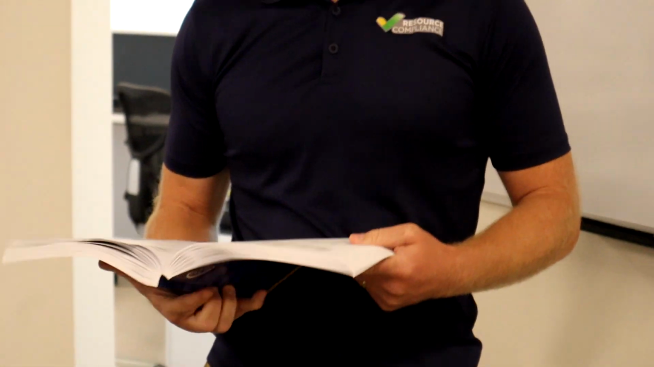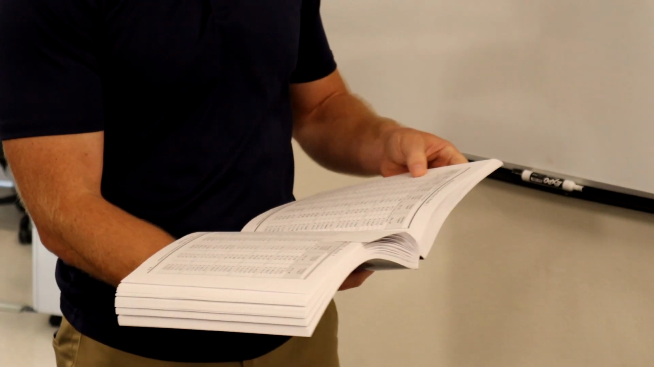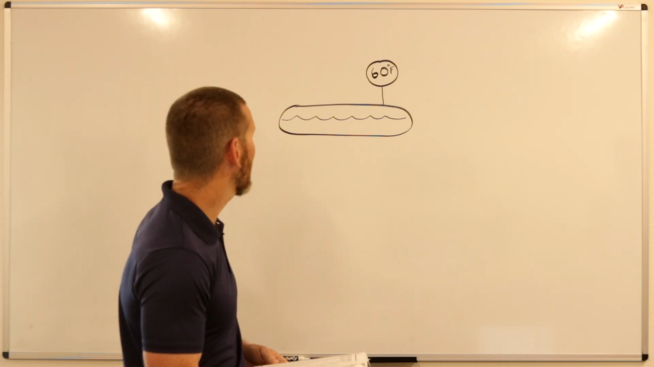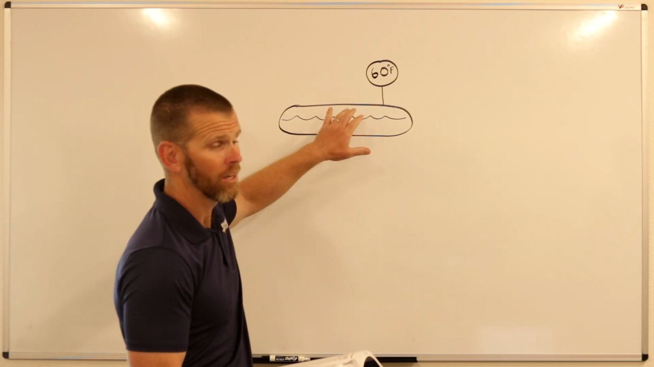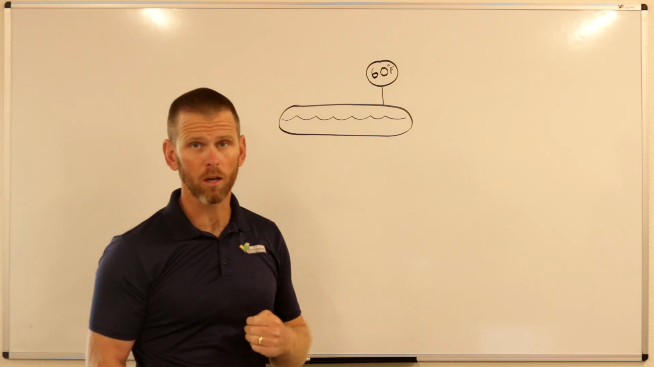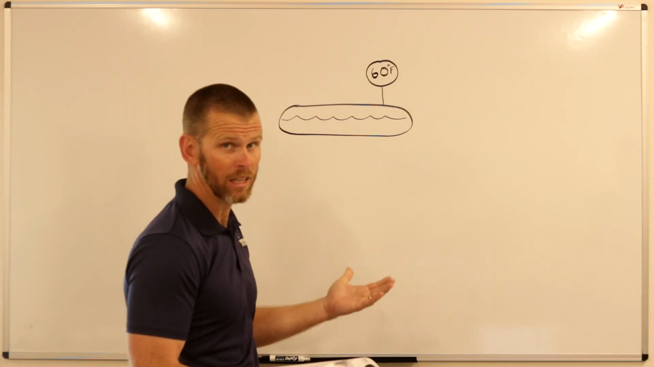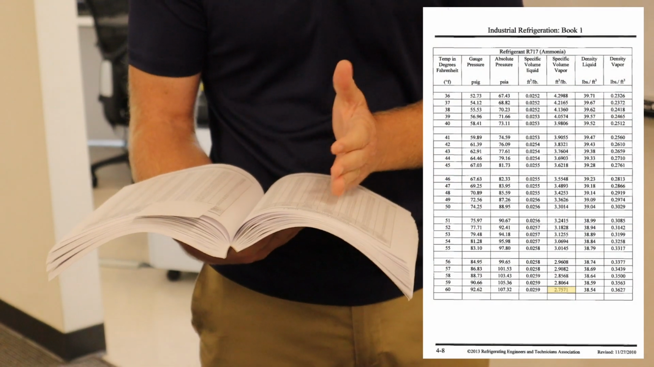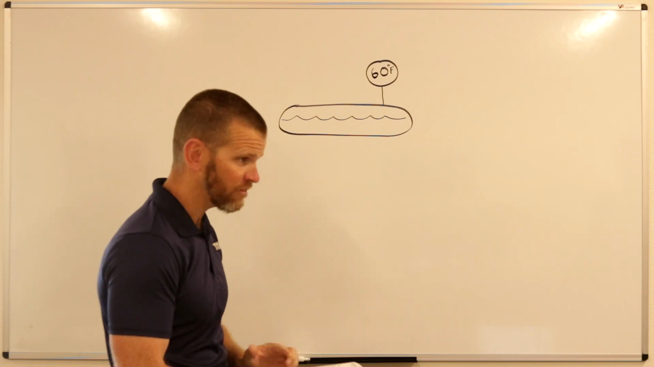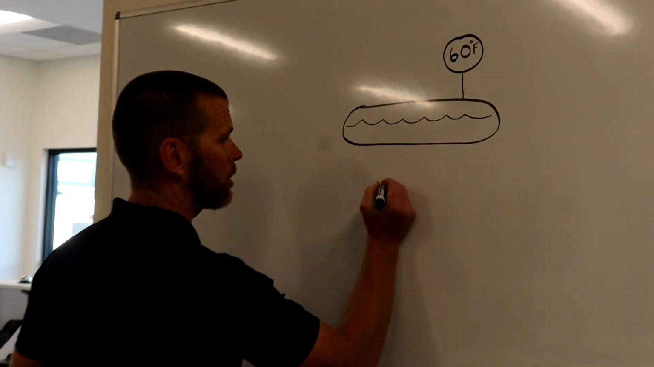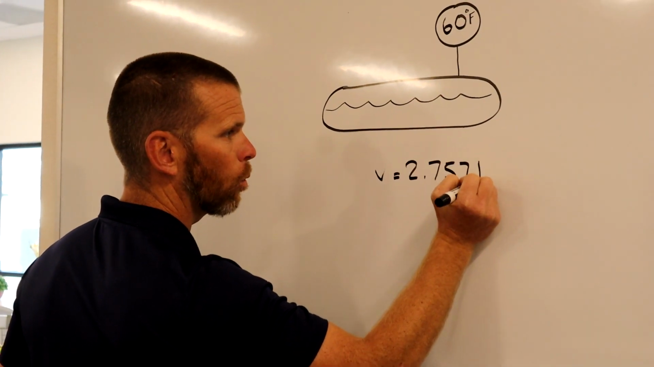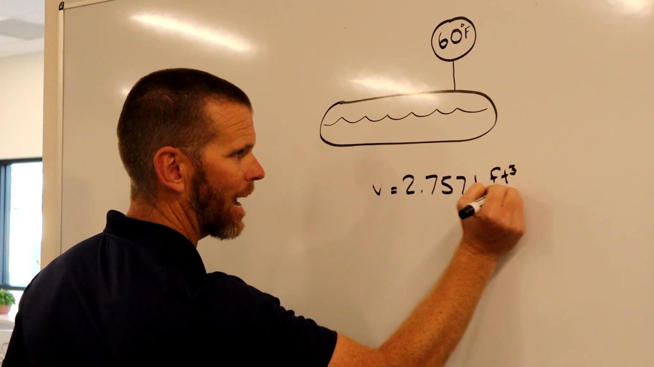So I open to chapter 4 and do the same thing, which is find my temperature in the far left column. I find 60 degrees, and now I move to the right until I land at specific volume. In the Rita book, it shows specific volume of vapor and specific volume of liquid. Since we're looking for the specific volume of the vapor, I need to make sure I land on that column, which happens to be the fifth column going from left to right. So the specific volume of the vapor, little v, equals 2.7571, and the units are cubic feet per pound.